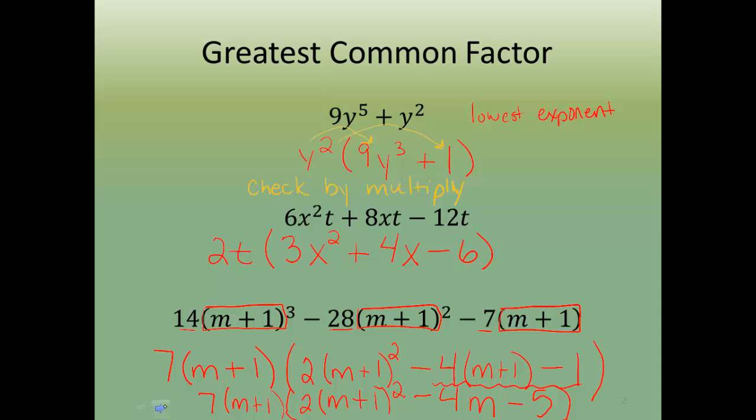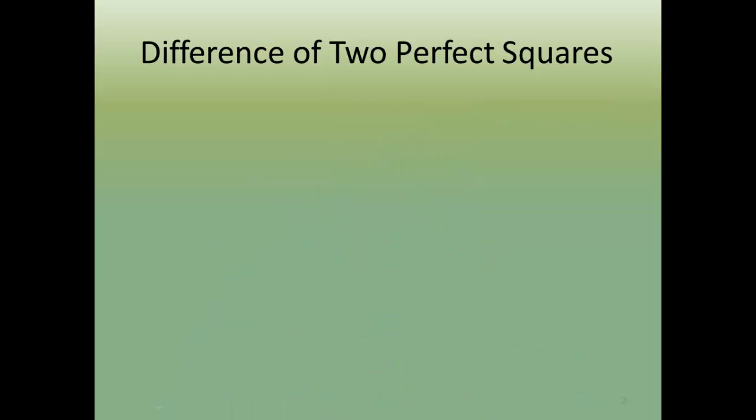The other kind of basic factoring we're going to review is the difference of two perfect squares. Now the perfect squares are things like 1, 4, 9, and so on. Also, you can use exponents. X squared is a perfect square because that's x times x. X to the 4th is a perfect square because that's x to the second times x to the second. X to the sixth is a perfect square because that's x to the third times x to the third.